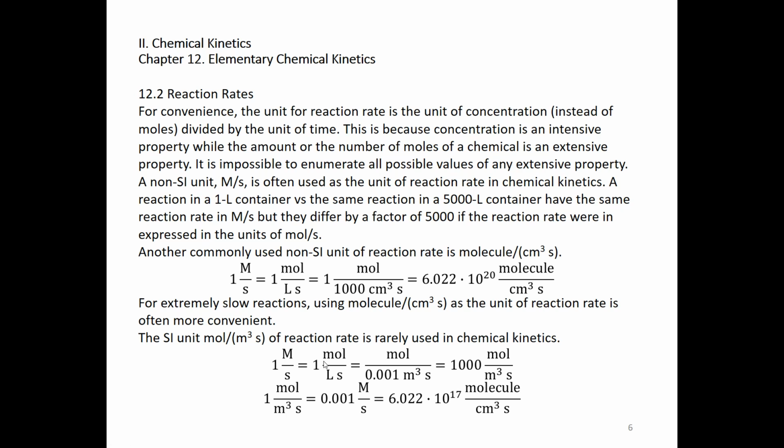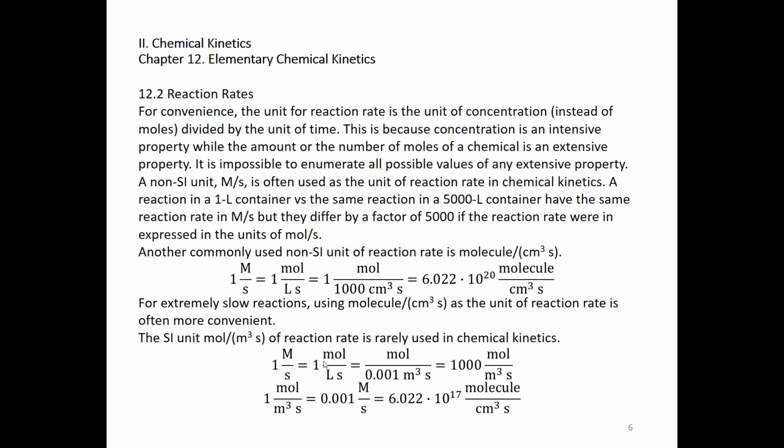For convenience, the unit for reaction rate is the unit of concentration divided by the unit of time. This is because concentration is an intensive property, while the amount or the number of moles of a chemical is an extensive property. It's impossible to enumerate all possible values of any extensive property when we are trying to describe how fast a reaction goes.